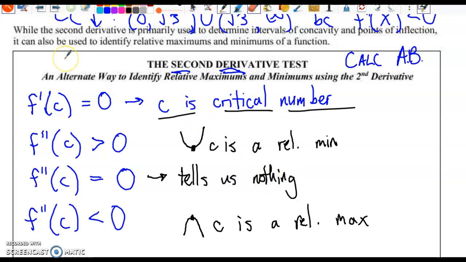So let me just share the answer key with you, because he writes it out in words. It might make a little bit more sense. But this is how I remember, is thinking about what kind of concavity it has. Is it concave up? Well, if it's concave up, it must be a relative min. If it's concave down, it must be a relative max.